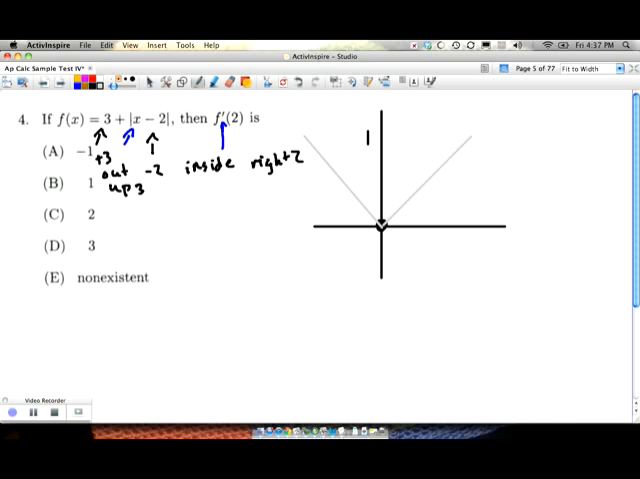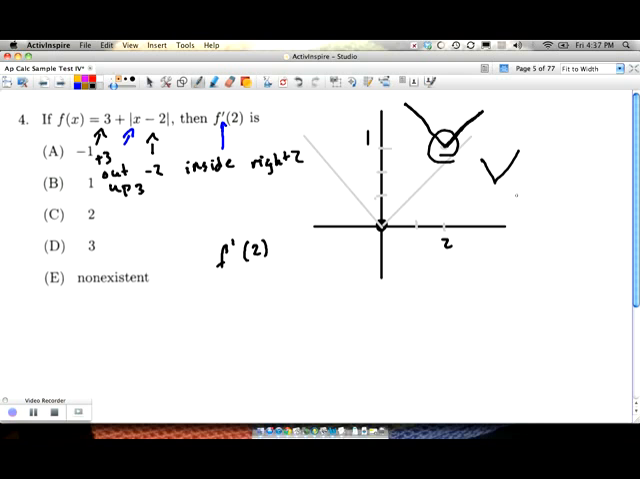And then what we want to do is move it. We're going to move it right 2 and up 3. So we're going to go right 2, 1, 2, and up 1, 2, 3. So we're going to be here now. Let's start with black. So this is our new function. And it's saying f prime of 2. Whoa, that's kind of interesting because we are right here, right at the sharp corner point.